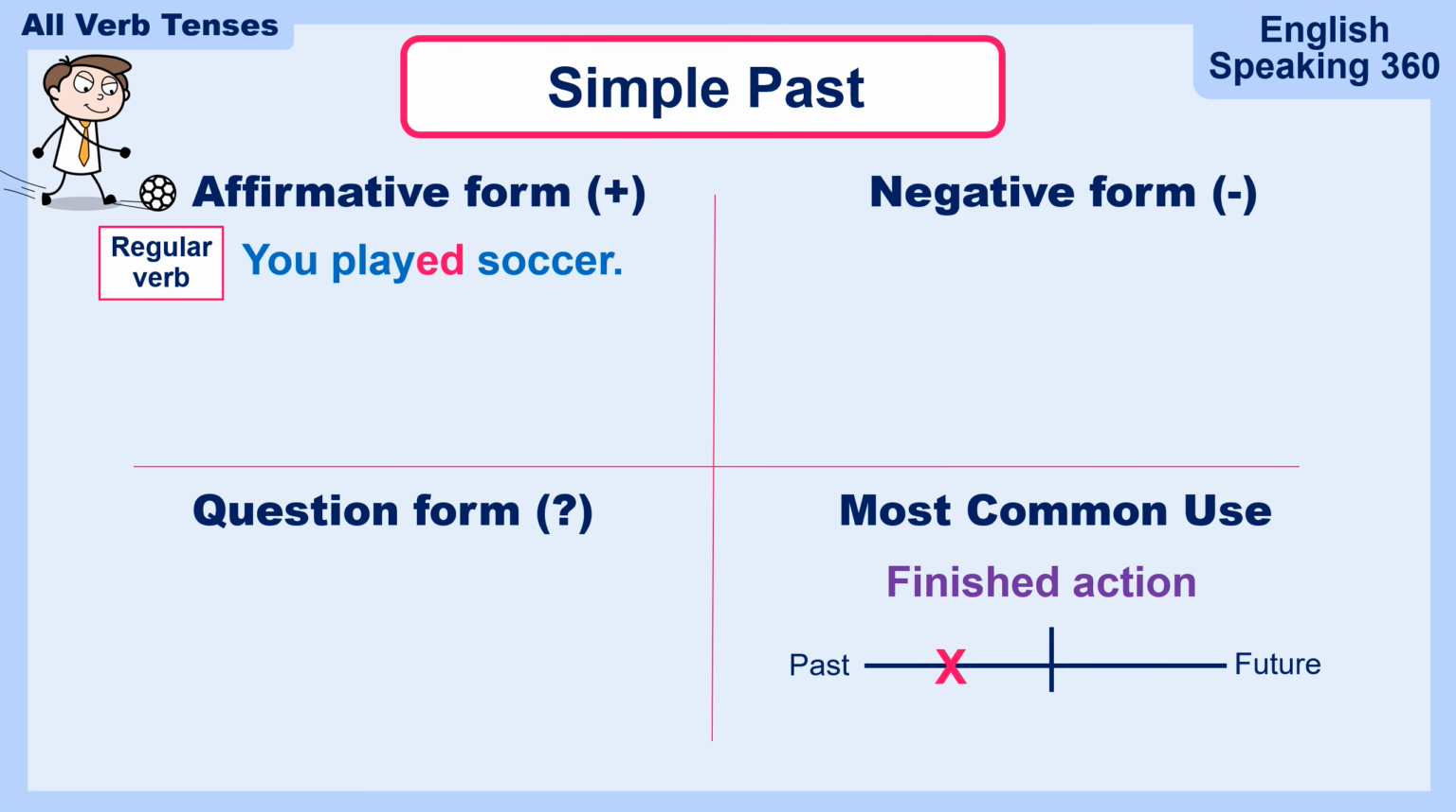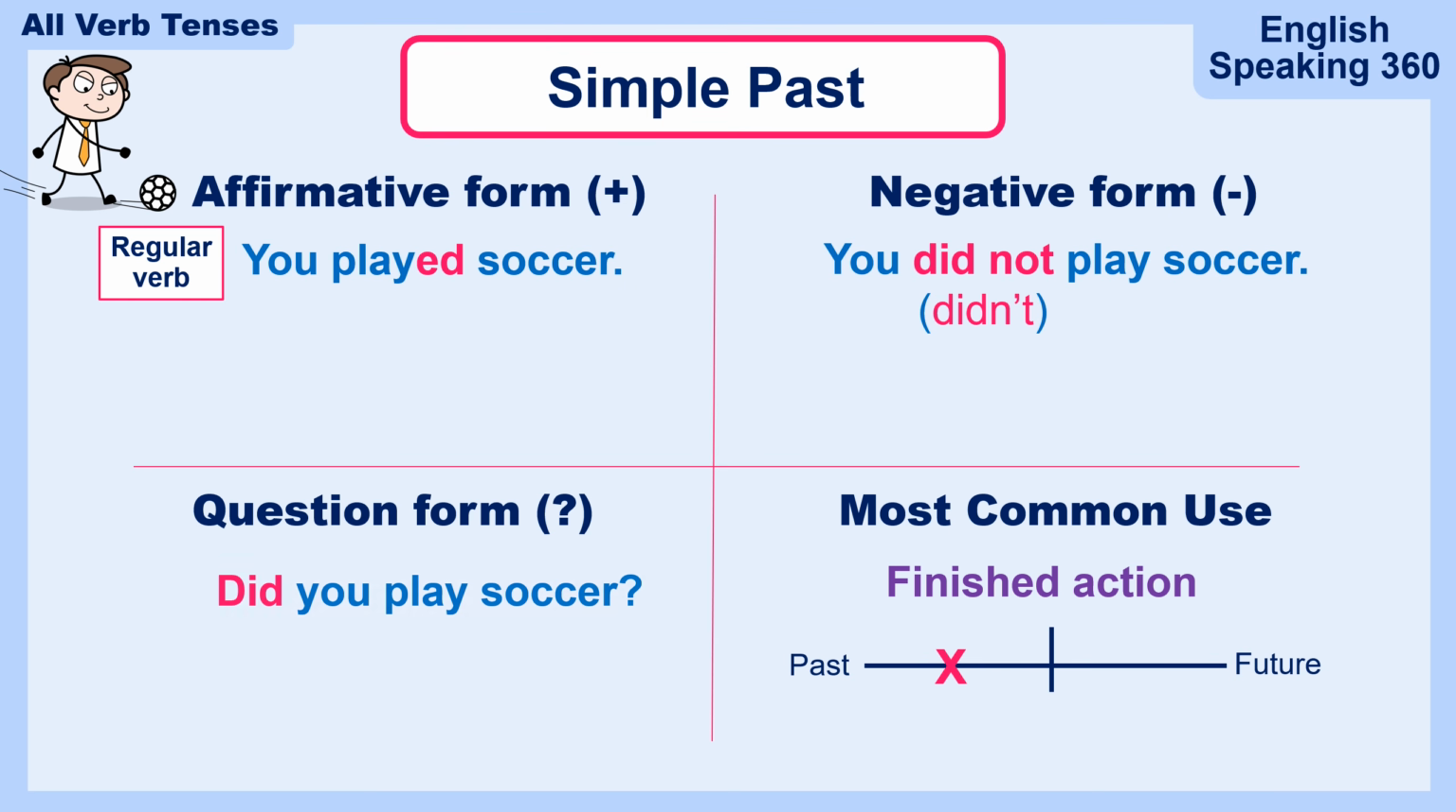What is the negative form? You did not play soccer. Watch out here. You did not play soccer. Not you did not played soccer. No. There is only one past tense and it's did. Did is the past tense at the negative form. You could use the contraction. You could say, you didn't play soccer. Can you guess the question form? Did you play soccer?